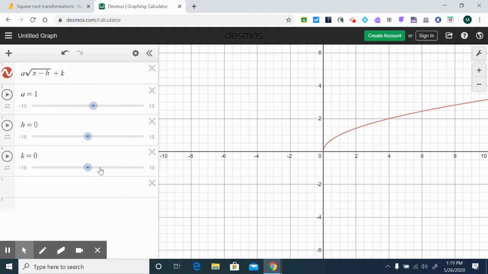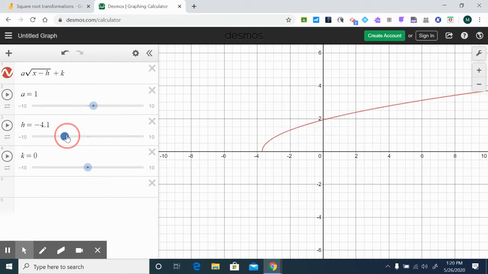So when h and k are 0 and a is 1, we have our parent function. This is just our y equals the square root of x. And so if I move my h slider to the right, that means my h value is positive. But remember, up here we have an x minus. So this means I have an x minus 4.4 as far as my equation goes. And so when I have an x minus, my graph goes to the right.